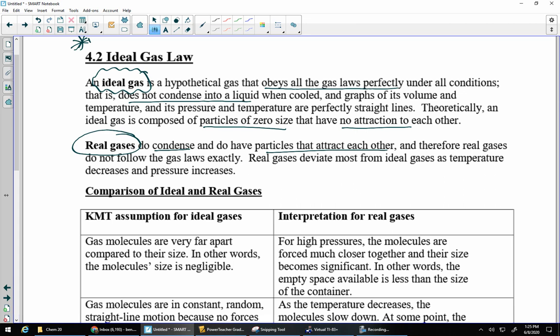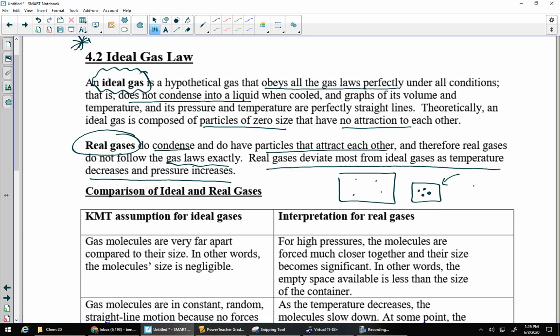Therefore, they don't follow the gas laws perfectly, like not exactly. The thing that you need to know is that real gases deviate most from ideal gases as temperature decreases and pressure increases. So in other words, if the particles are far enough away from each other, it behaves like an ideal gas. But if you squeeze those particles down and they get way too close together, then all of a sudden it's not going to behave like an ideal gas because they're going to take up some sizable space. Or if you cool it down, and cooling it down would bring those particles closer together again as well, slowing them down so they actually interact with each other.